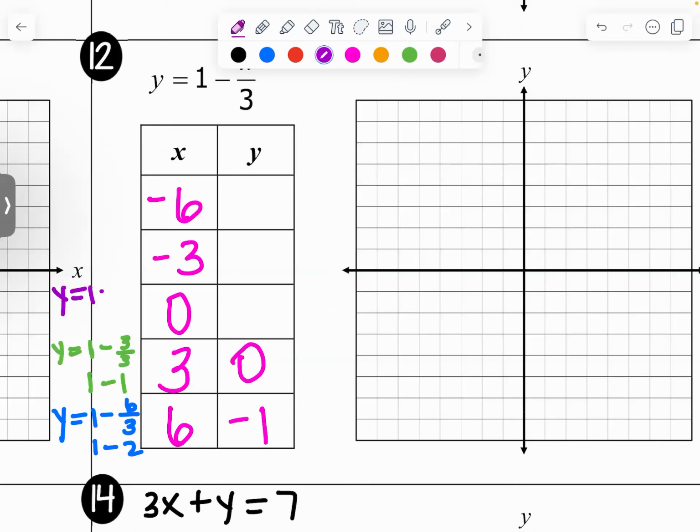Y equals 1 minus x divided by 3. Emma, what's 0 divided by 3? So we have 1 minus 0. So we don't have 2 zeros.